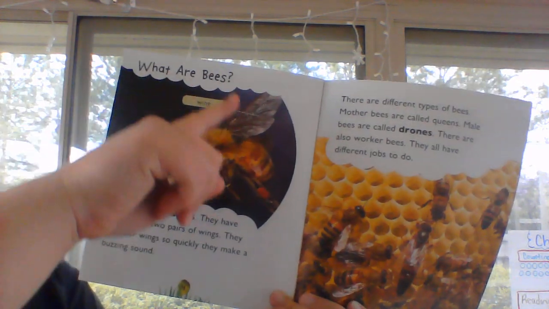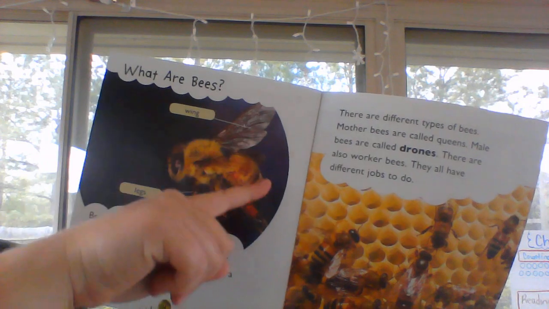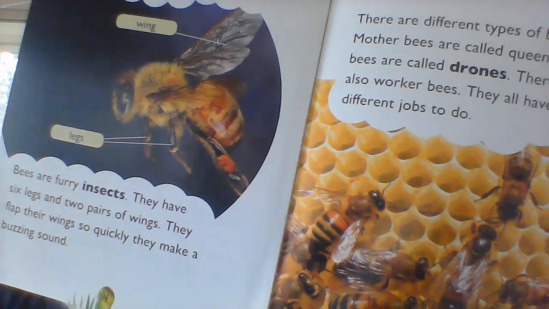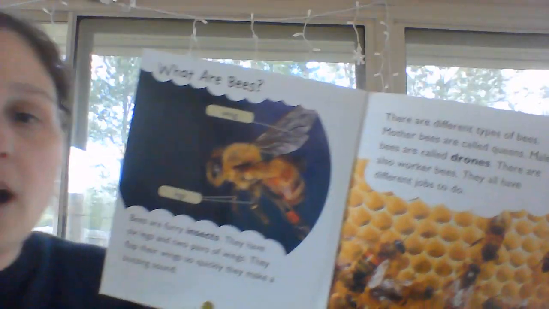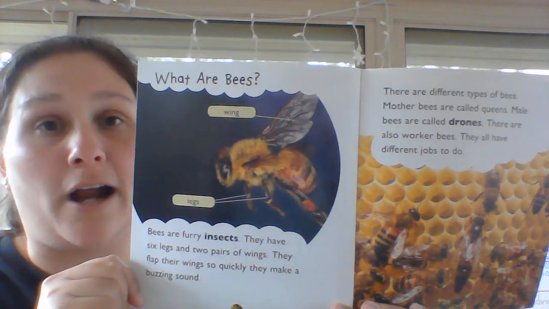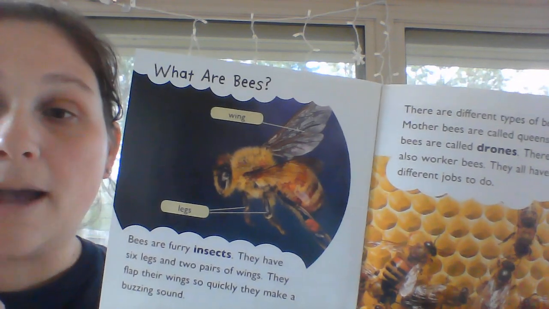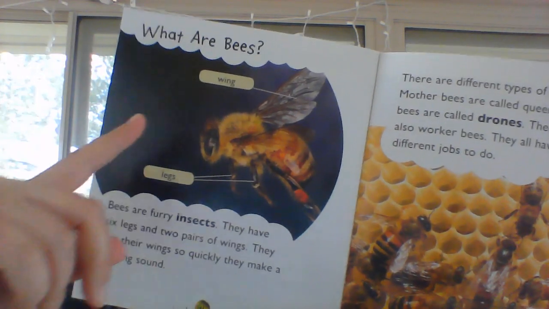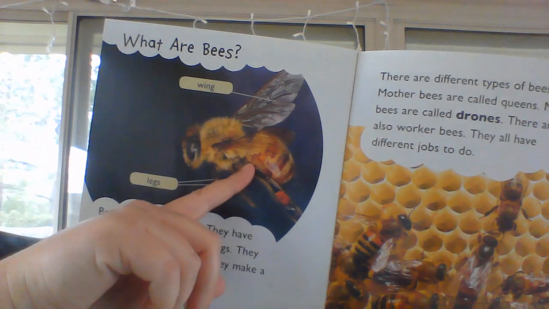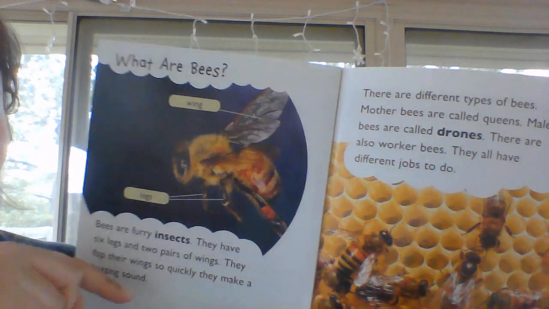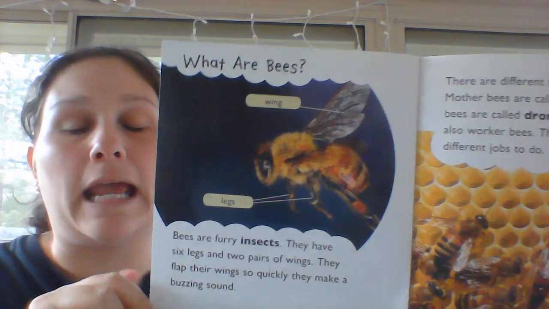And I'm noticing on this page, I see a couple of things. First of all, I see a picture of a bee, and it's not just a picture, it's a photograph. And so nonfiction usually has photographs, not drawings. And so that's something that can tell you the difference. What I also notice is that this photograph has words in little bubbles that point. And what those are called labels.